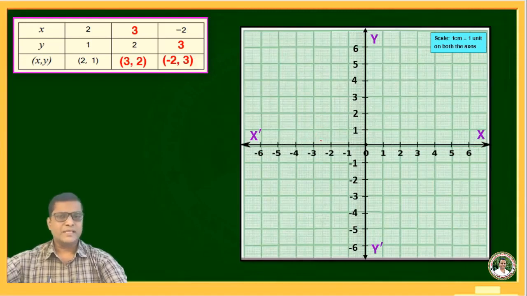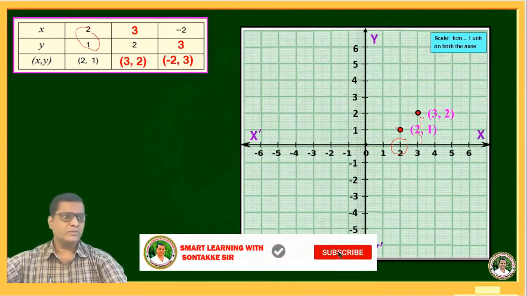After drawing the x-axis, y-axis and writing the scale, first we will plot the first point, that is (2, 1). The x coordinate is 2, so on the x-axis, draw the perpendicular to the x-axis, and the y coordinate is 1. Here that point will be found, which is shown on the graph. In this way you can plot the points. Similarly (3, 2), that point will be here. If we draw perpendicular, it is at distance 2 from the x-axis and 3 from the y-axis.